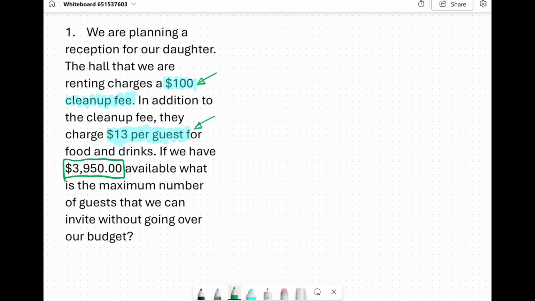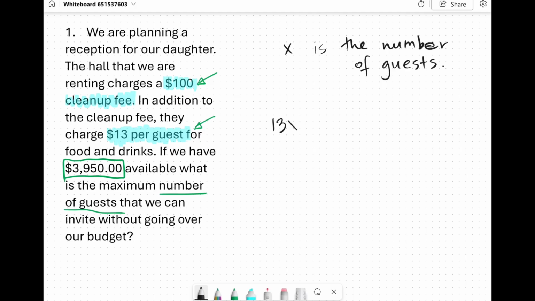So since we're asked for the number of guests, we're going to make that our x. And for each guest that shows up, we will be charged $13. That means if one person shows up, we will be charged 13 times 1. If 10 people show up, we will be charged 13 times 10. We don't know how many we will have. We said it's x, so that's 13 times x.